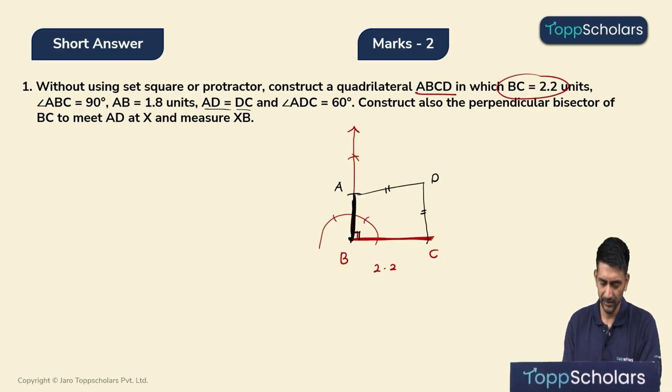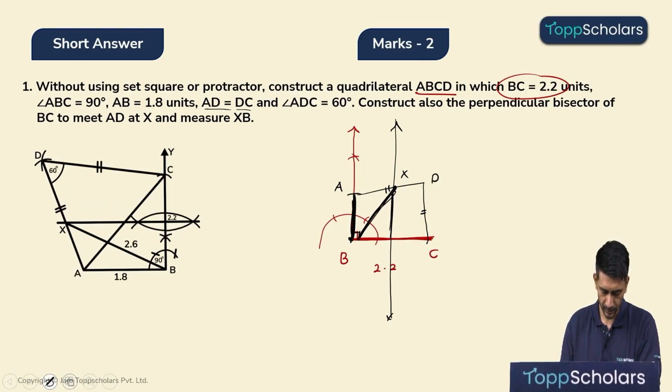एंड देन विल कंस्ट्रक्ट द परपेंडिकुलर बाइसेक्टर ऑफ BC टू मीट AD एट पॉइंट X. तो ये कंस्ट्रक्शन करेंगे परपेंडिकुलर बाइसेक्टर का. यहाँ पे AD पे पॉइंट मिलेगा X, and then we will measure this XB. So have a look at this.